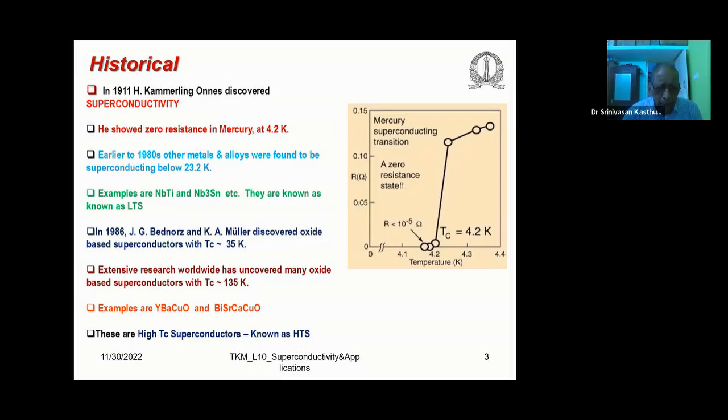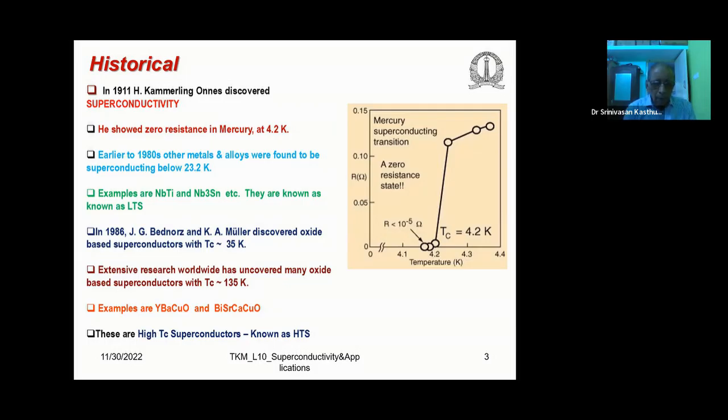Before the 1980s, other metals and alloys were also found to be superconducting. People tried and got many materials, especially below a temperature of 23.2 Kelvin. Some examples of superconductors are niobium titanium, niobium 3 tin, etc. These are known as low temperature superconductors, because to make them superconducting you require the cryogenic fluid, liquid helium.